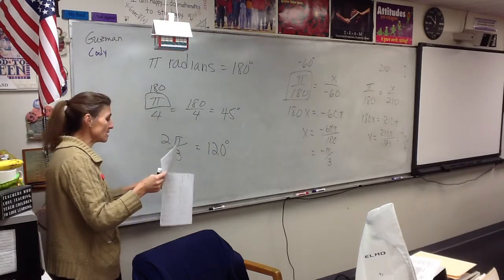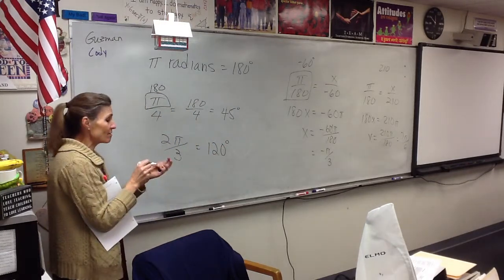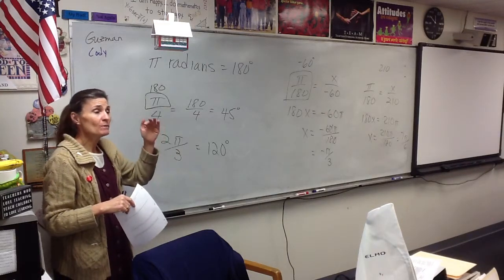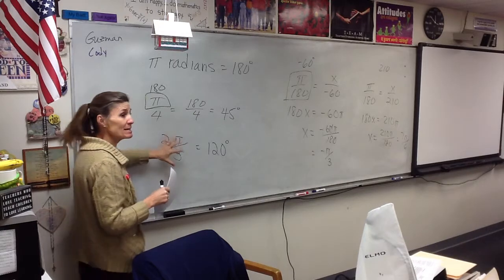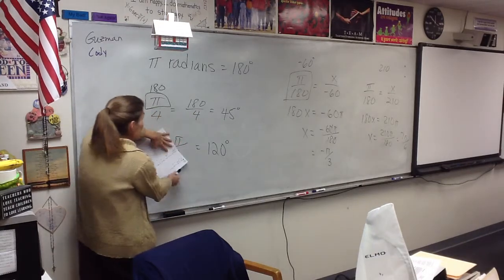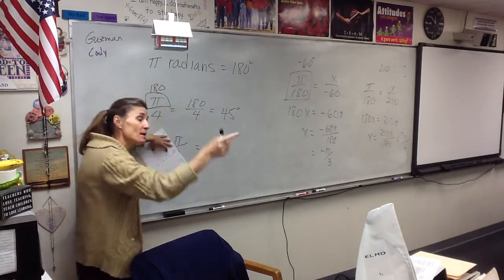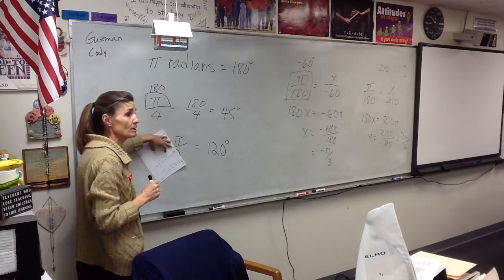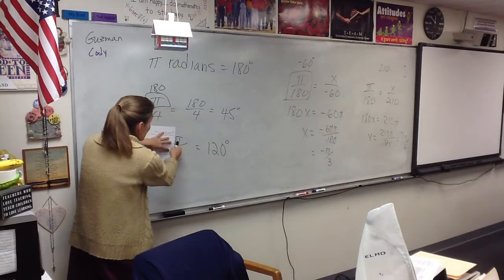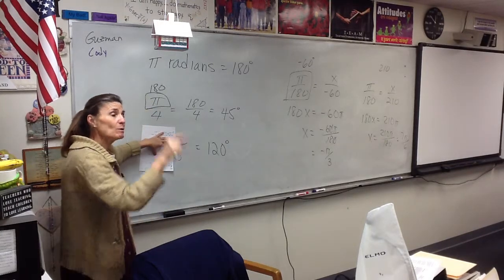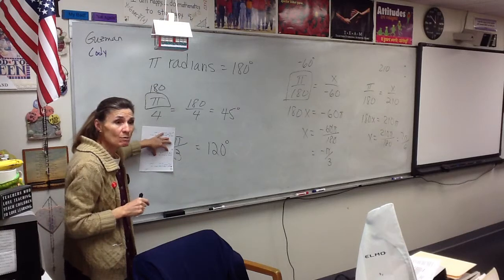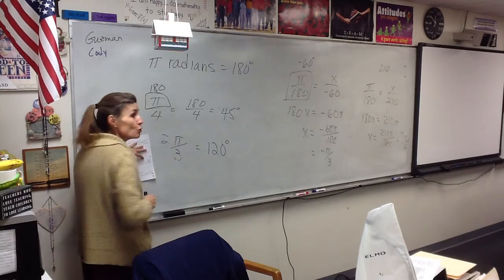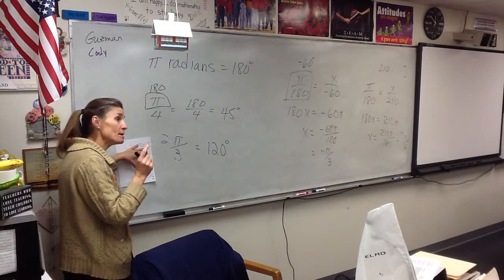Now I know some of you aren't real good at mental math, and that's okay. You can type it in on your calculator. But what I want you to get is how easy this is. Pi is 180 degrees, period. Pi radians are 180 degrees. You've got to know that. So when somebody says, okay, I've got pi over 3, that would be 180 divided by 3, which is 60. But there are 2 of those, so that would be 120.